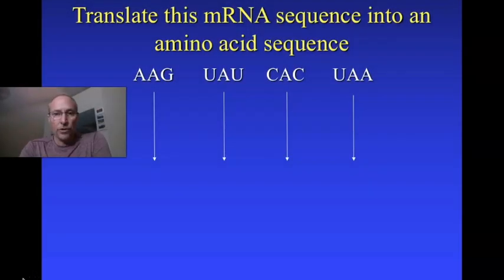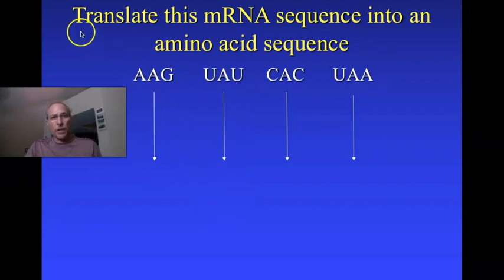All right, so now we've taken the first step in the central dogma from DNA to messenger RNA. Now the question is, what do we do with that messenger RNA? We now have to take this information, AAG, UAU, and so forth, and translate that into amino acids. What does AAG mean in amino acids? And what does UAU mean in amino acids?